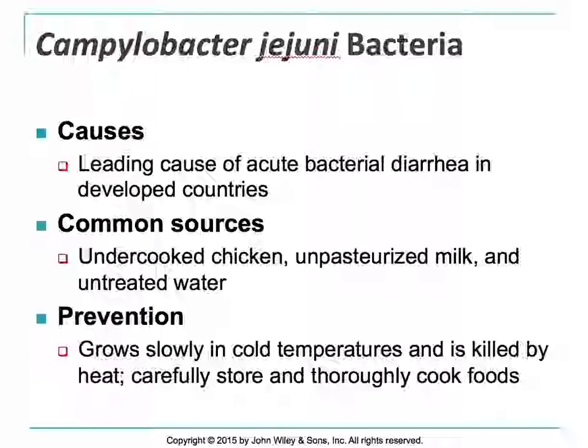Another bacteria, Campylobacter jejuni, is the leading cause of acute bacterial diarrhea in developed countries. Common sources include undercooked chicken, unpasteurized milk, and untreated water. Prevention of Campylobacter jejuni includes heat. So this is a bacteria that grows slowly in cold temperatures and is killed by heat. So proper storage and cooking of foods is very important to preventing contamination.